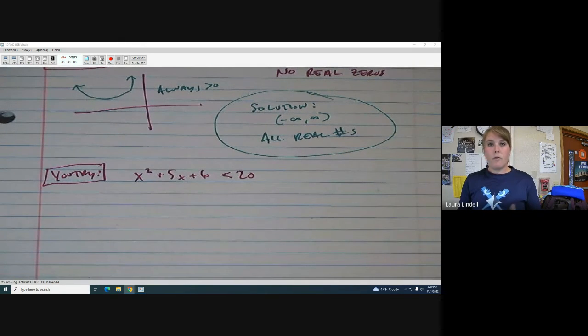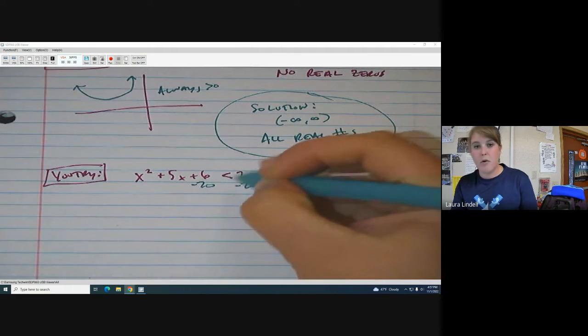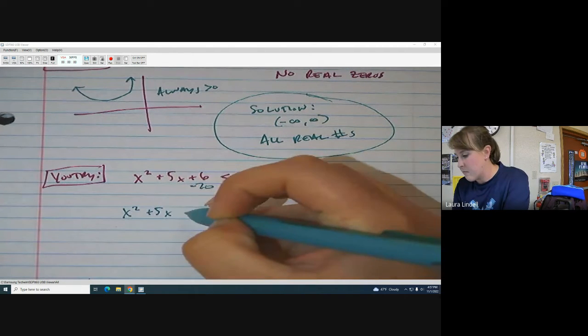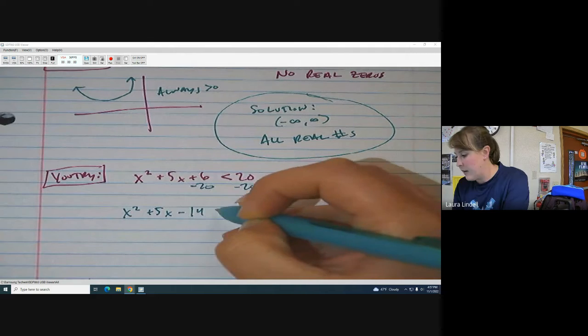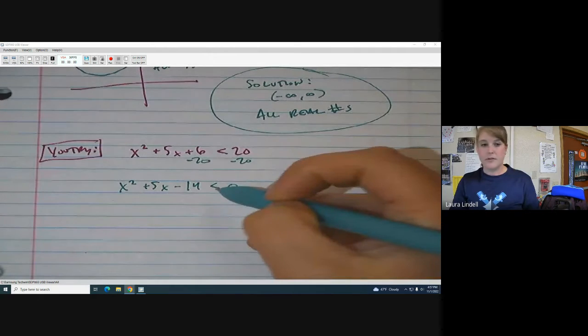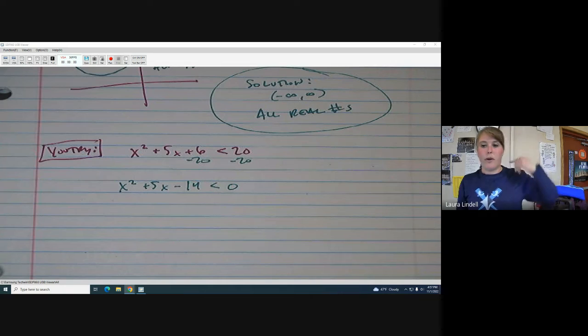Okay. Hopefully you paused the video for a moment, gave it a try, looked through your notes, kind of compared the process, because now I'm going to show how this one would be done. So subtract 20 from both sides to start with so that we end up with a 0 over here, so that we get x squared plus 5x minus 14 is less than 0. Keep in mind this time we want solutions to be less than 0. That's going to be something we need to store away for later. We want negative number solutions.